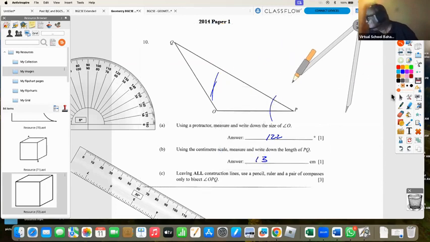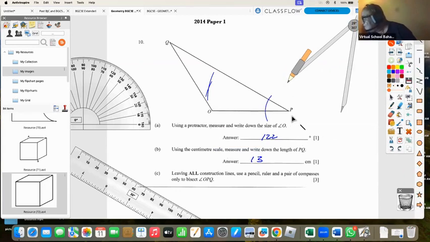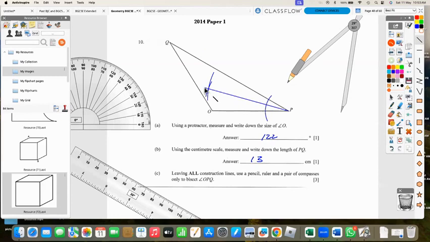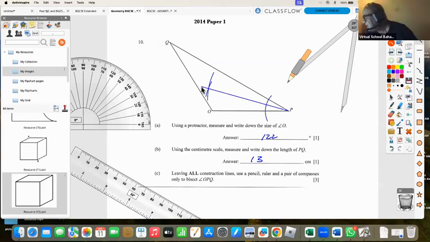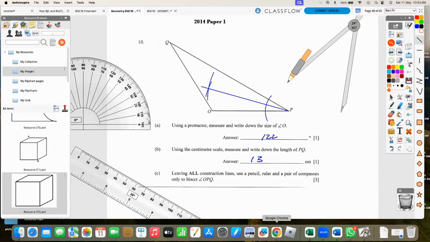And so now we just use our ruler and pencil, and please don't retrace your line. One stroke of your pencil, and you will get that one right there. So we bisect, right? Any question on that? And don't erase any of the construction lines.